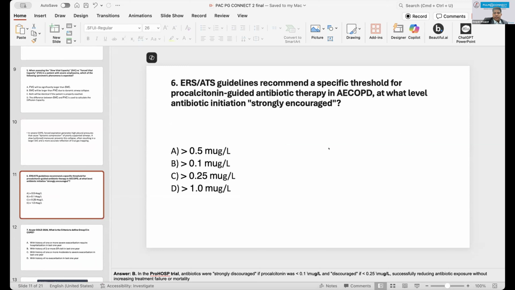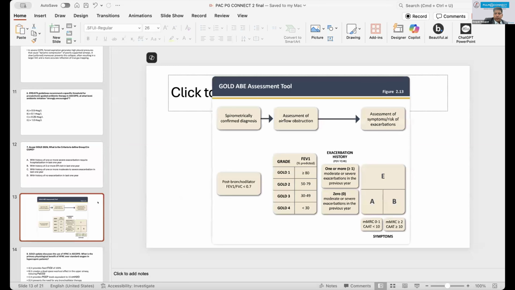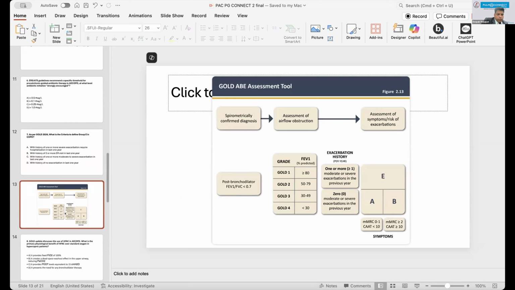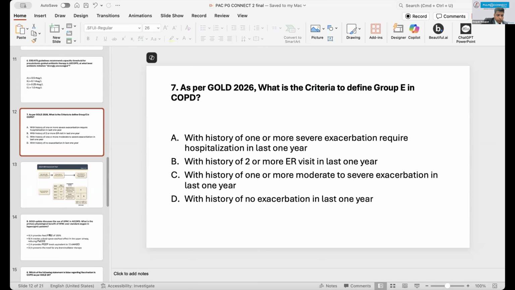The next question was, the ERS ATS guidelines recommend a specific threshold for PCT to start the antibiotic, which is strongly encouraged: more than 0.5. The next question was, as per COPD GOLD 26, what is the criteria to define group E in COPD? As per the algorithm, group E is defined as one or more moderate or severe exacerbations in the previous year. No hospitalization is required, and only one moderate to severe exacerbation is required. So that's why option C is the correct answer.